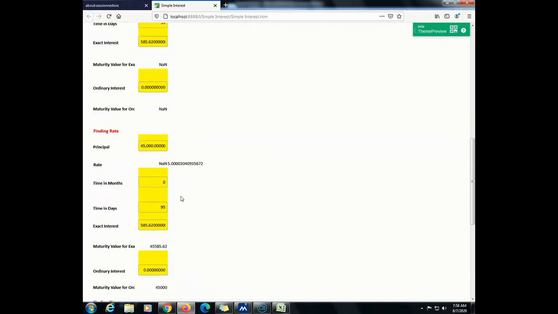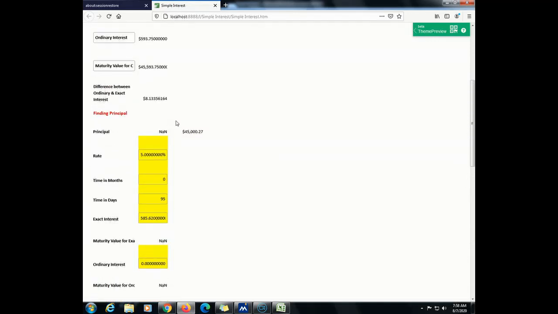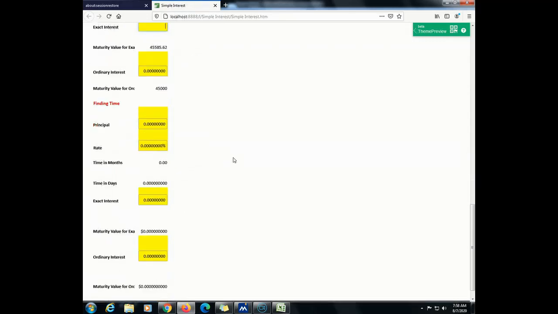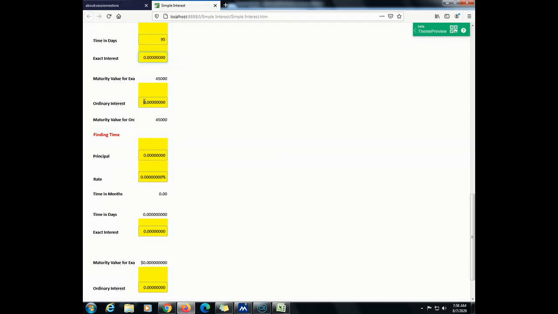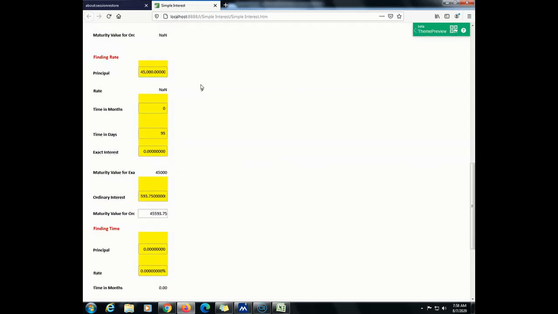You may do the same for ordinary interest. Let's say your ordinary interest is $593.75. Notice this calculator automatically figures out your rate, which is 5%.